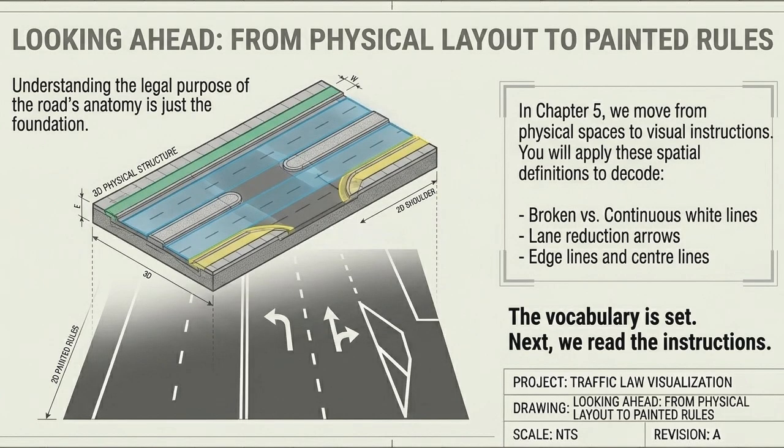Wrapping things up with this final visual to see how this builds your future knowledge. Understanding the physical 3D structure, the curbs, the roadway width, the shoulders, is just step one. The vocabulary is set. Next, you have to transition from physical spaces to visual 2D instructions. You'll use these spatial definitions to decode broken versus continuous white lines, lane reduction arrows, and edge lines. So I want to leave you with this provocative thought. Now that you can confidently read the 3D anatomy of the street, how will you use this X-ray vision to quickly decipher the painted instructions laid out right on top of it?